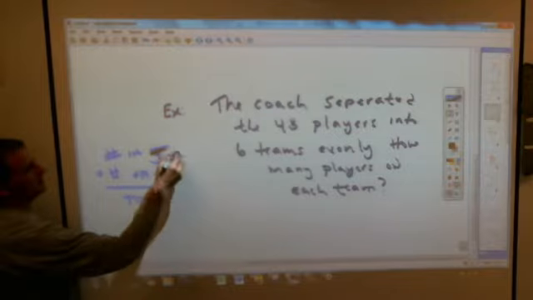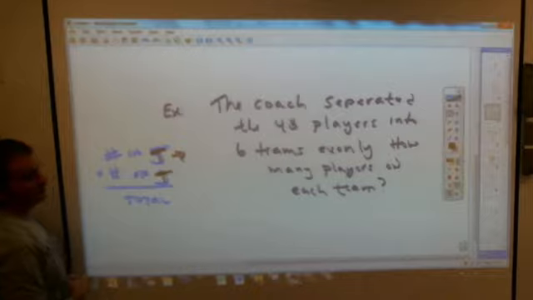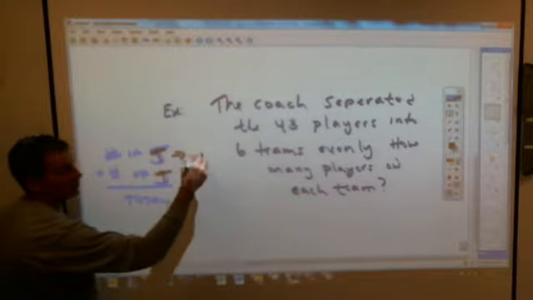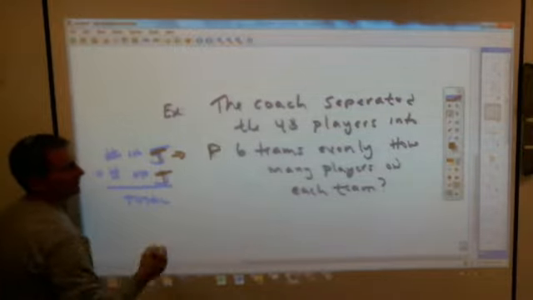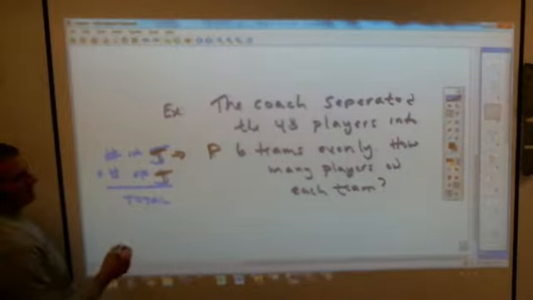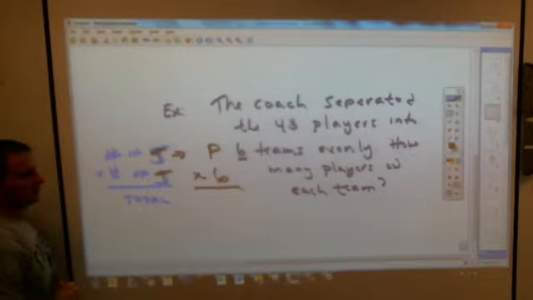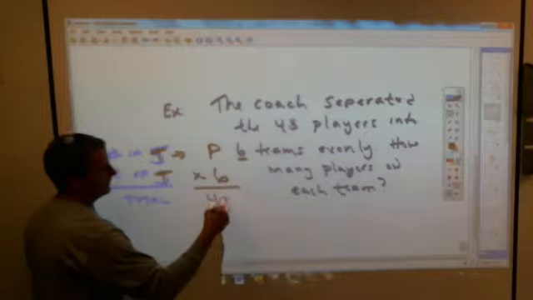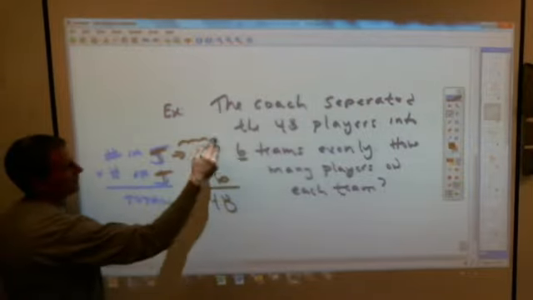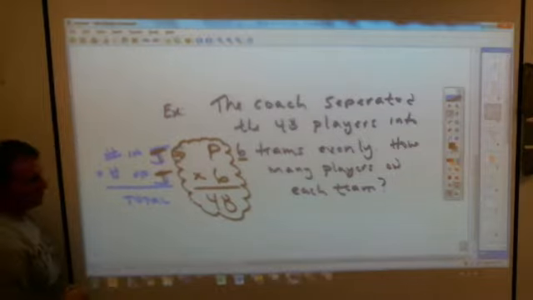Do I know how many are in each team? How many people are going to be on each team? Don't give me the answer. Does this tell you how many players are on each team? No. So that's where you put the letter P for players. I don't know that yet. How many teams do I have? 6. And how many total players are there? 48. This, ladies and gentlemen, is by far more important to me than you actually getting the right answer.